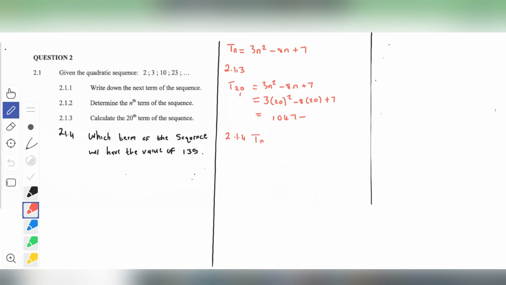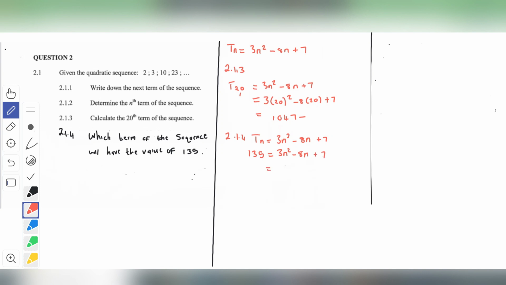So the first thing is to write down the formula, which is 3n squared minus 8n plus 7. Which term of the sequence will have the value of 135? Meaning we are given the value, and we need to calculate the term. And the term here is represented by n. So we have Tn, which is 135, equals 3n squared minus 8n plus 7, right?